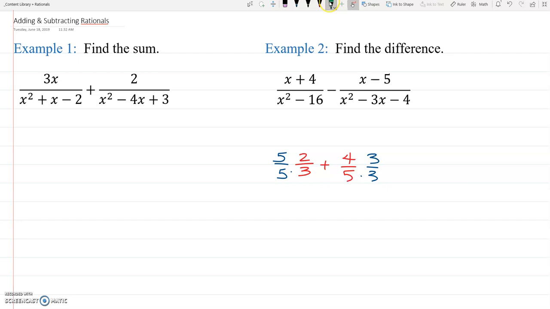All right, so now what do I got? I got 10 over 15 plus 12 over 15. All right, what happens with my denominators now? They stay the same. Okay, so I'm going to just keep this 15. Then I'm going to do a little work up here. 10 plus 12 is 22. There we go. Any questions on that?